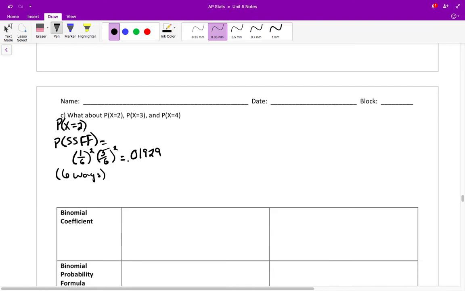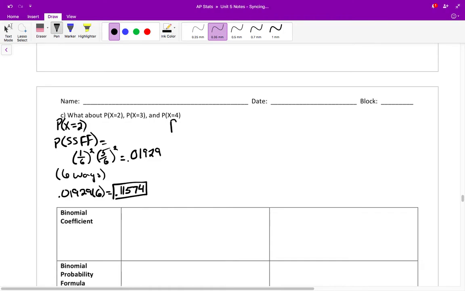So to calculate the overall probability that you have 2 6s, we need to take our probability of having the 2 successes first, multiply by the 6 different ways that that can happen, which would tell you that there is actually just a little bit more than 11% chance that you roll exactly 2 6s in a trial of 4.